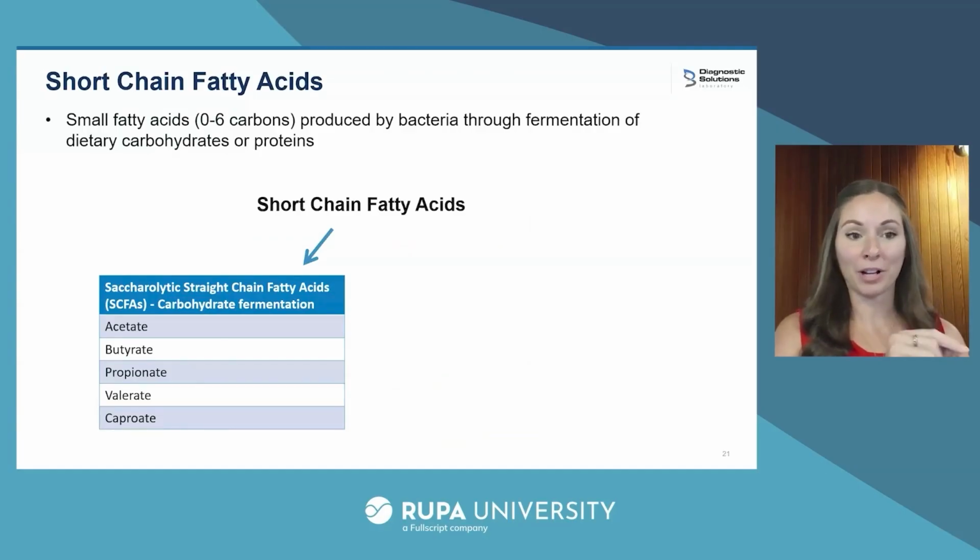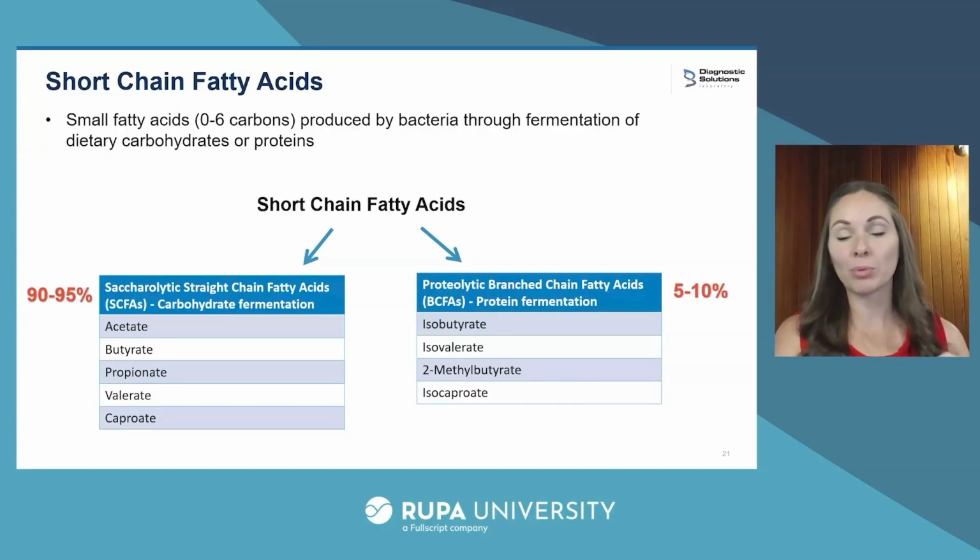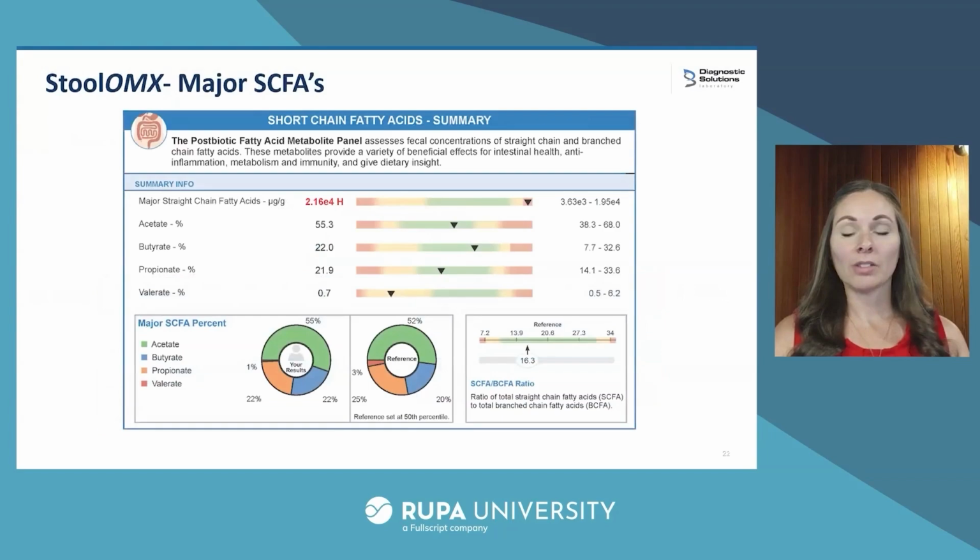It has the same acronym or short form, SCFA, as short chain fatty acids. So just be aware of that. They are referring to different things, but they have the same abbreviation. The saccharolytics we expect to make up 90 to 95% of our total short chains. Okay, and our second group is those proteolytic branch chain fatty acids. These are a result of our bacteria fermenting proteins. And we expect that about 5 to 10% of our total short chain fatty acids is going to be made up of these proteolytic branch chains. Okay, so this is another look at that summary page of the short chain fatty acids.